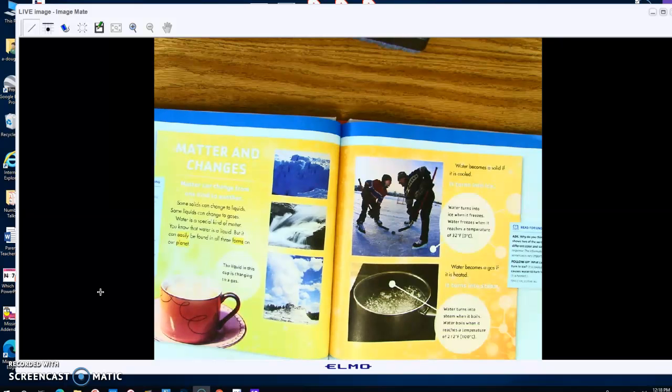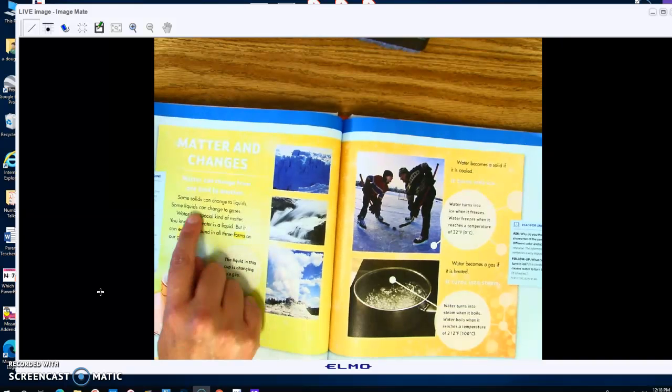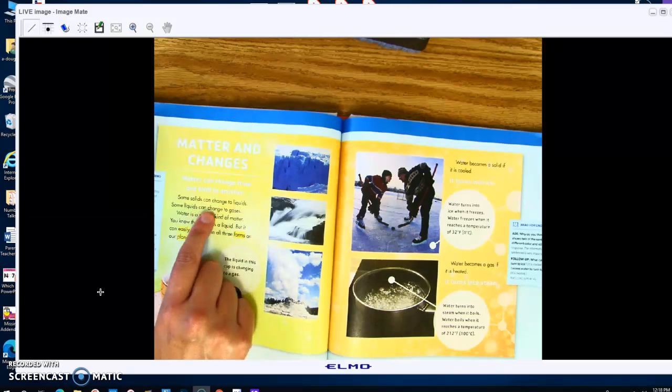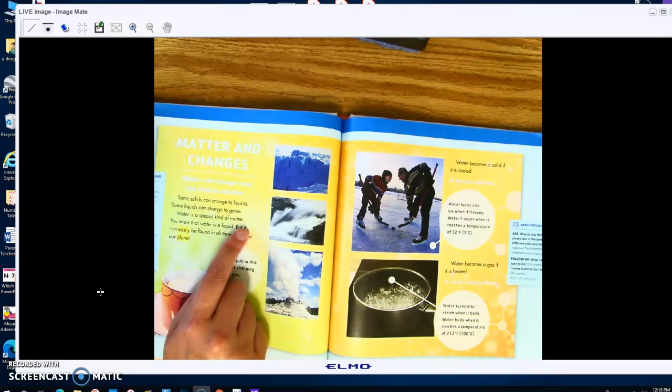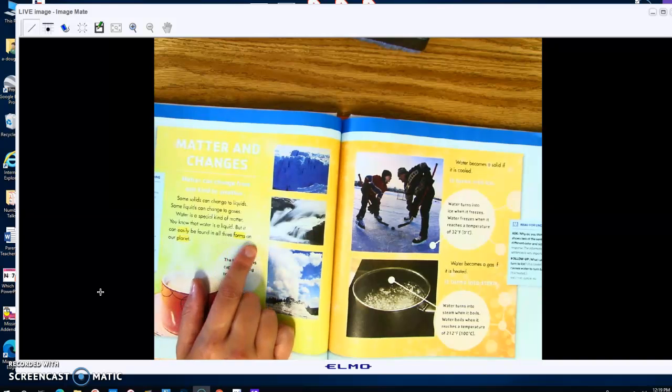Matter and changes. So matter can change from one to the other. It can go from liquids and solids into gases. Some solids can change to liquids. Some liquids can change to gases. Water is a special kind of matter. You know that water is a liquid, but it can easily be found in all three forms on our planet.